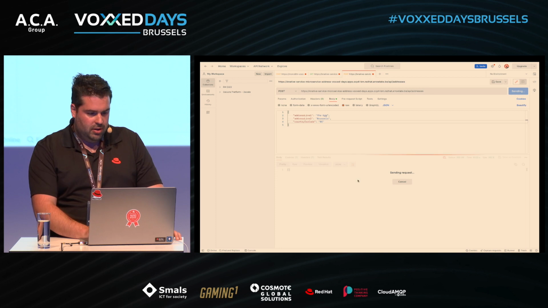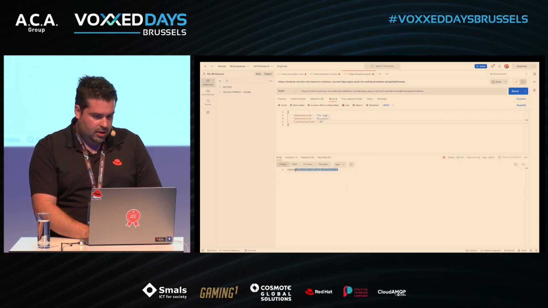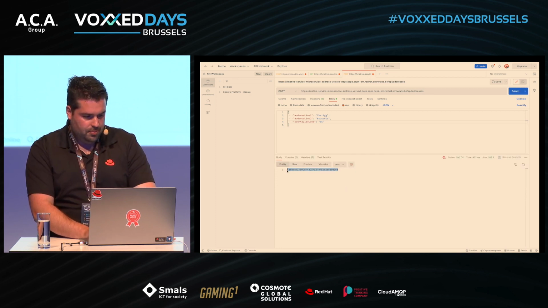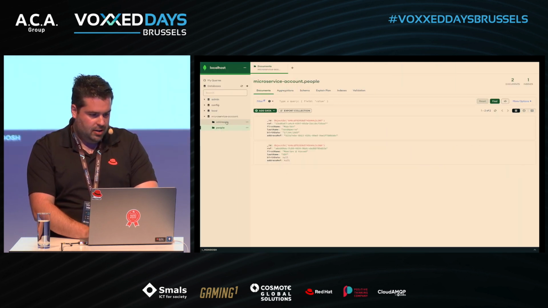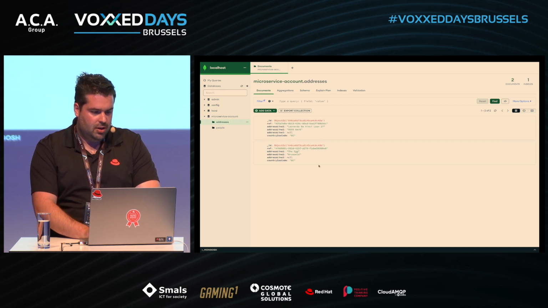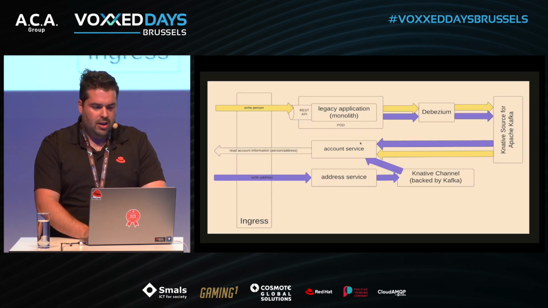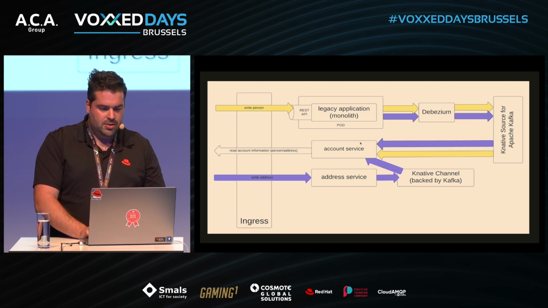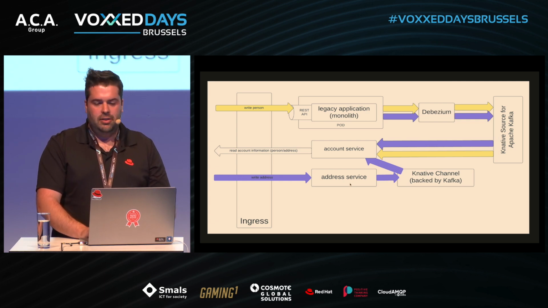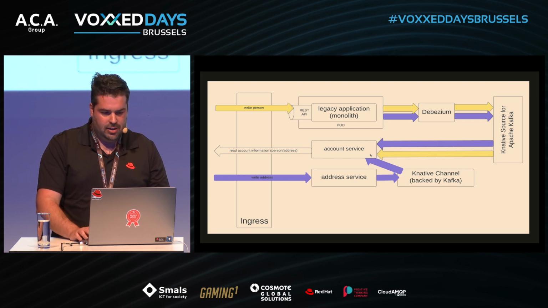So let's now do it with the correct HTTP method, and an address is created. Let's check in the database, and you already see it over here. The egg Brussels is created. So where are we in the flow? We have extracted the account service from the monolith, which is the read model. We have extracted the address service, and the account service is kept up to date via the Bayesian, still for the person data, and via the Knative channel for the address data.